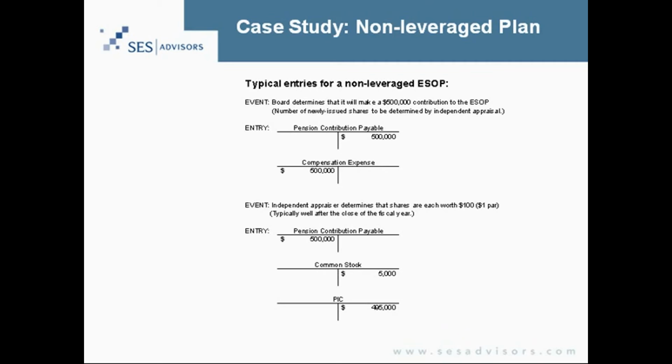So in our entries here, typically we're just recording a payable for the pension contribution, and we're recording compensation expense equal to the fair market value of the property contributed. And then, of course, when the shares are issued or acquired and in turn contributed to the plan, we're netting out that payable, and we're issuing common stock at a $1 par value, and we're making an adjustment to paid-in capital accordingly.